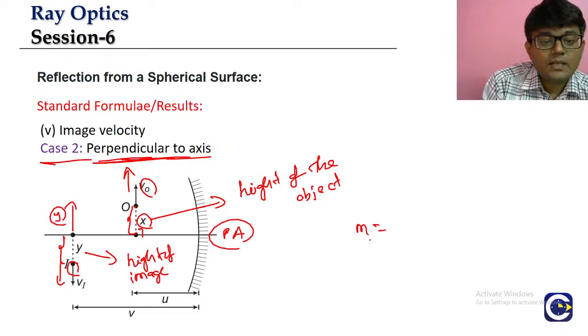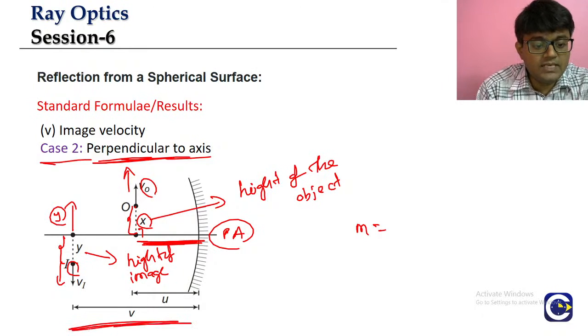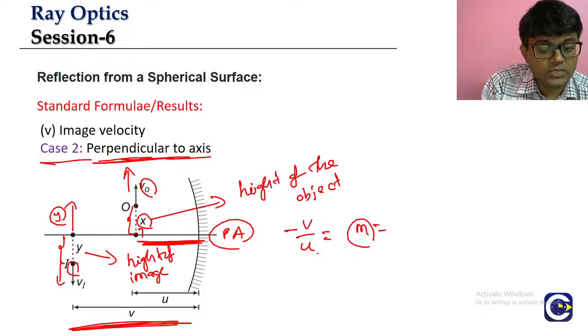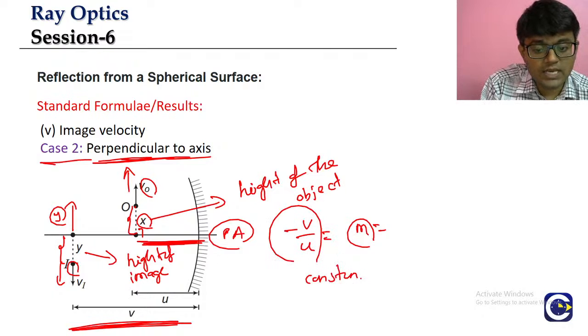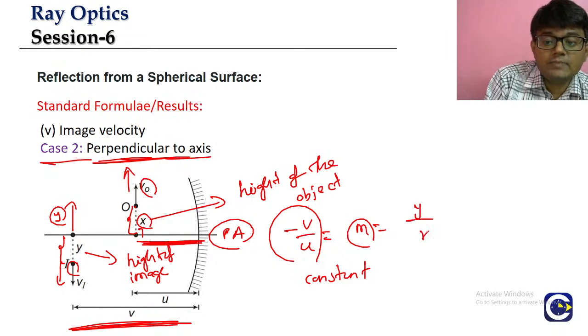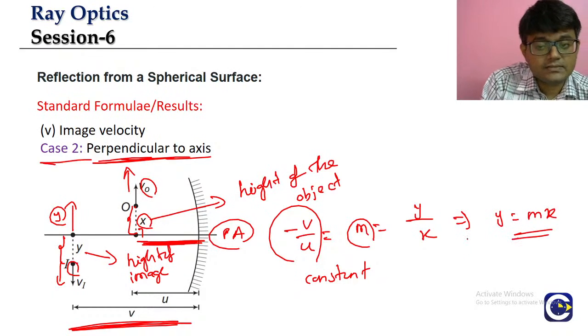At a given position, remember this u value is not changing when we are talking about the component of velocity perpendicular to the principal axis. We are assuming that the u is not changing. Similarly here the v is also not changing. Means this magnification factor will be constant, because after all the magnification factor is minus v by u. This will be a constant. But what is the magnification factor? Height of the image by height of the object. From here we'll have y is equal to mx.